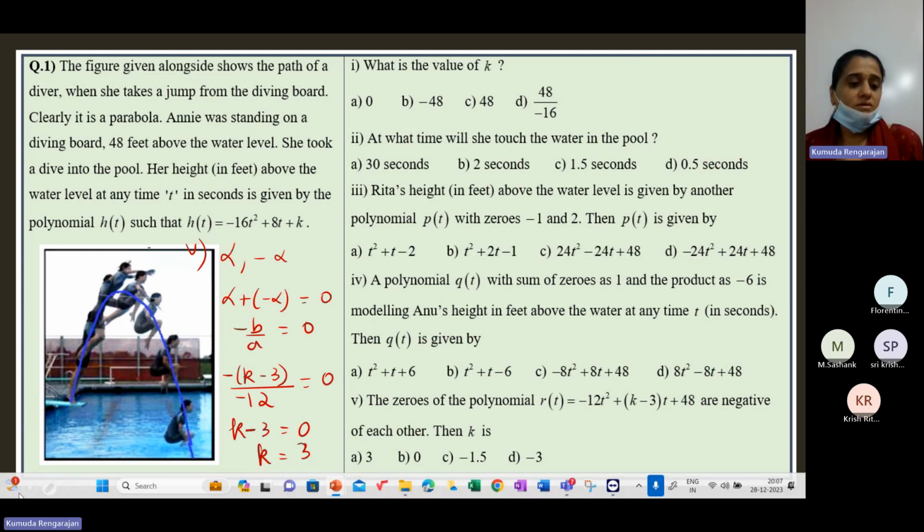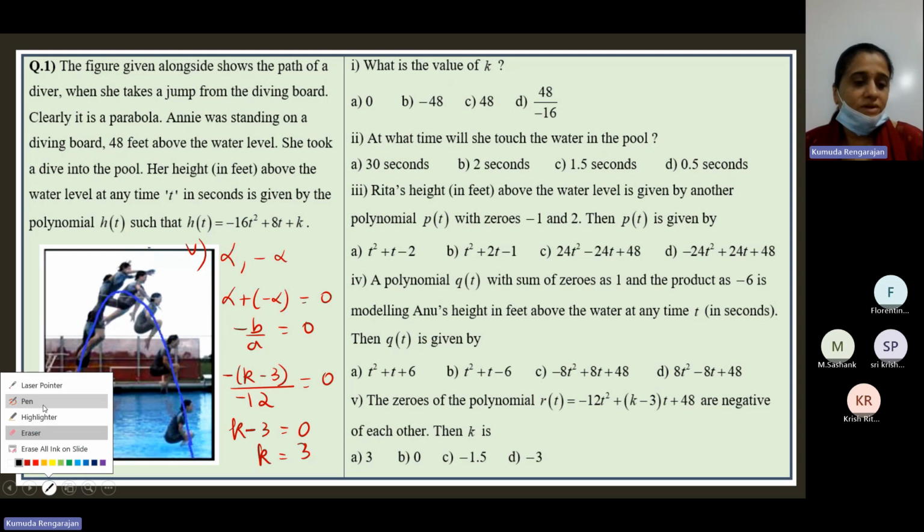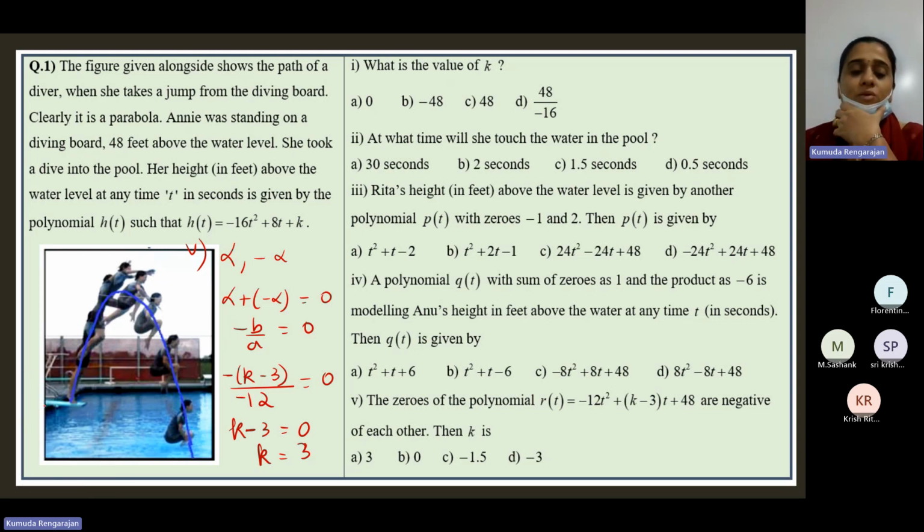The zeros are negatives of each other, so we take alpha and minus alpha. When you add the zeros, the sum is 0. That means minus b by a is 0. This is a, the coefficient of t square is a. The coefficient of t is b along with the sign. And this is the value of c. Minus b by a, when you work that, you get k is 3.